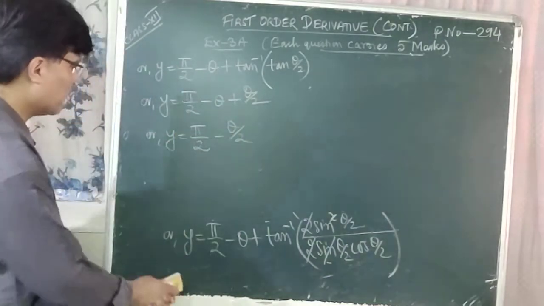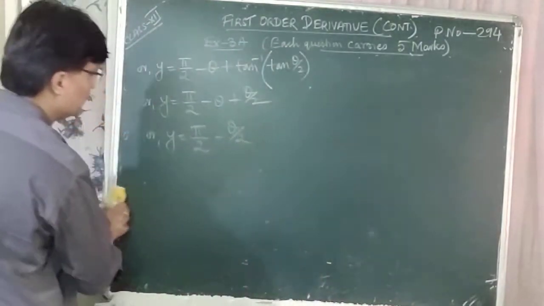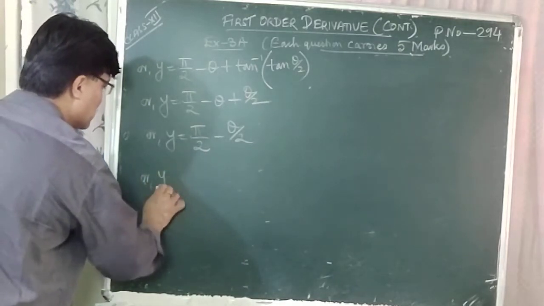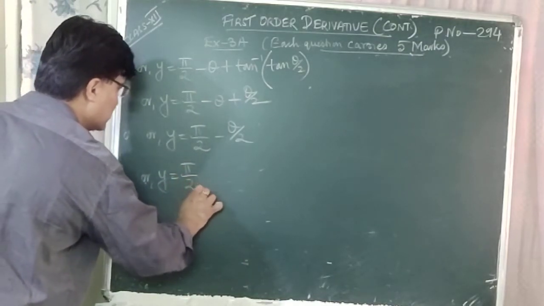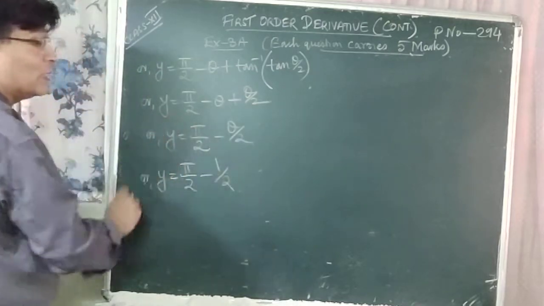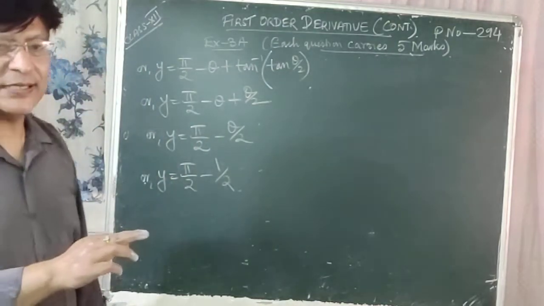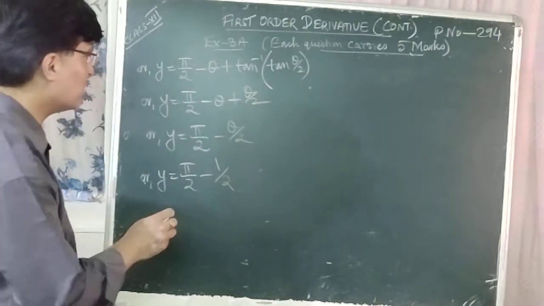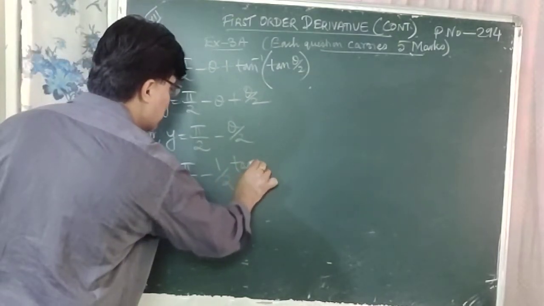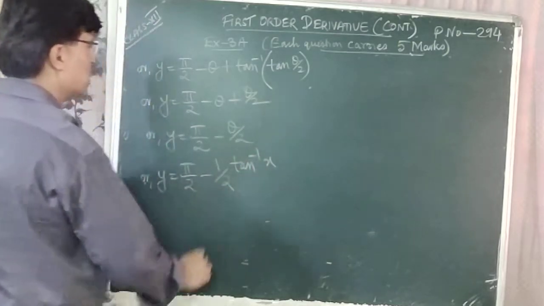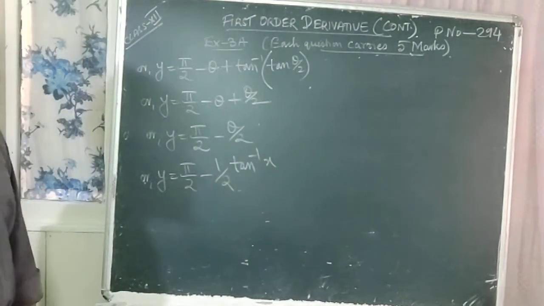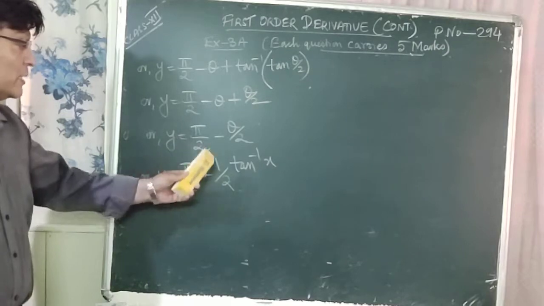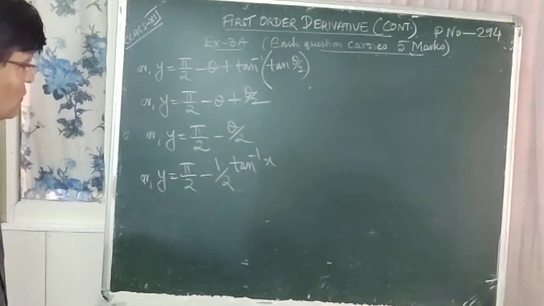So let us put the value for theta here. Or y is equal to pi by 2 minus, you can write half, and we had assumed x is equal to tan theta, isn't it? But what is the value for theta? It is tan inverse x. So theta is equal to tan inverse x here. Okay, now we can easily differentiate this function with respect to x.